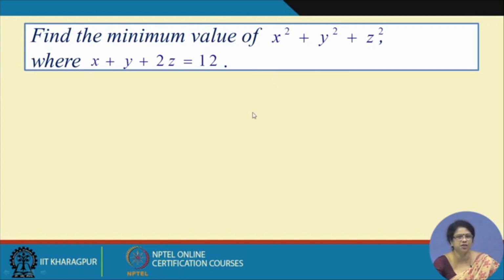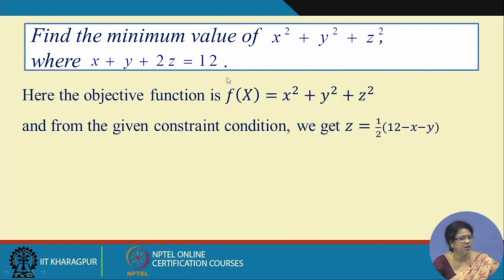Okay. From the constraint, what will we do? We will make one variable in terms of N minus M number of variables. N is here 3, M is here 1. That is why Z can be represented in terms of X and Y. You can represent X in terms of Y and Z. You can represent Y in terms of X and Z, as you wish.